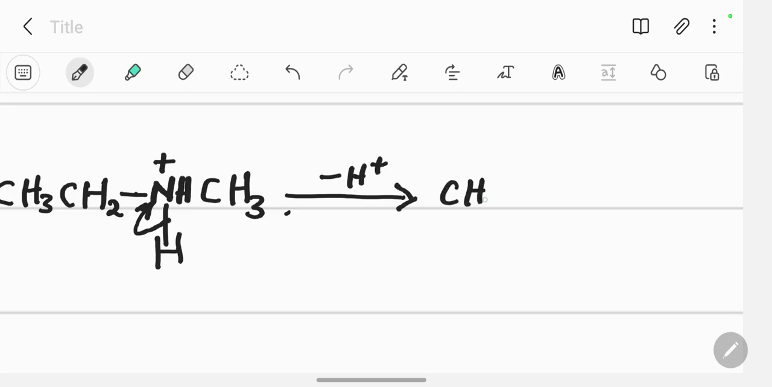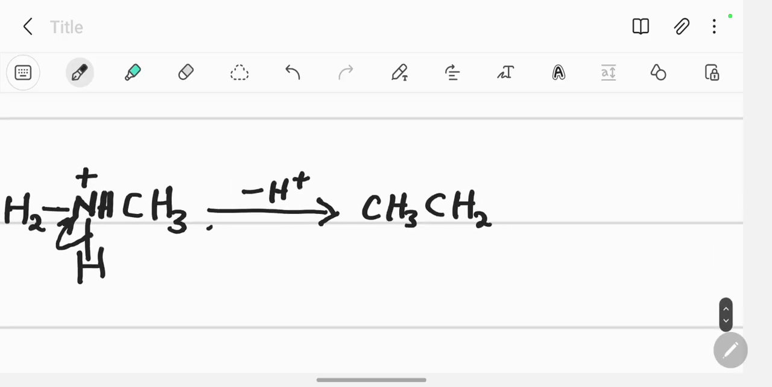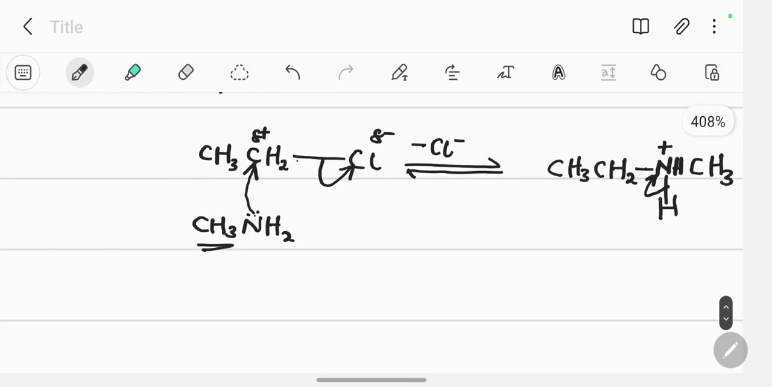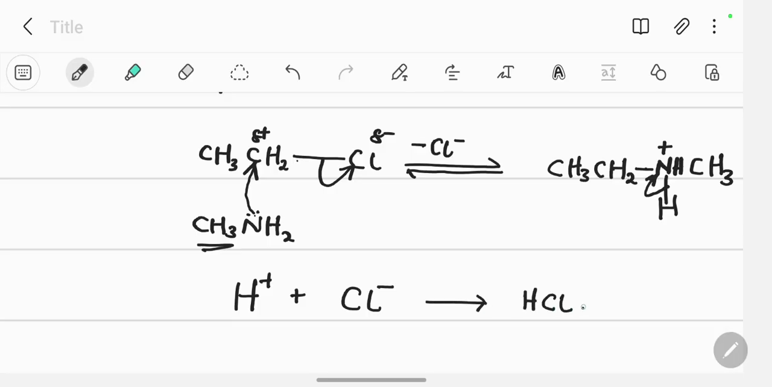So it's giving us CH3, CH2, nitrogen, single H, like that. Then the hydrogen that is given off reacts with the chloride ions, giving us hydrogen chloride, like that.